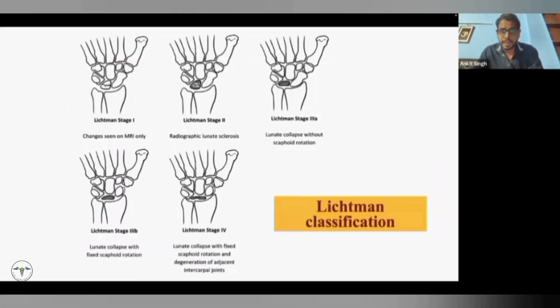The most common classification which has been used for the staging of the Kienbock disease is the Lichtman classification, where in stage 1, the changes can be seen on MRI only. Lichtman stage 2 shows lunate sclerosis. 3A involves the collapse of the lunate bone without any scaphoid rotation, whereas 3B involves the collapse of the lunate with fixed scaphoid rotation. And stage 4, the last stage, has lunate collapse along with scaphoid rotation and advanced arthritis, with degeneration of the adjacent intercarpal joints.